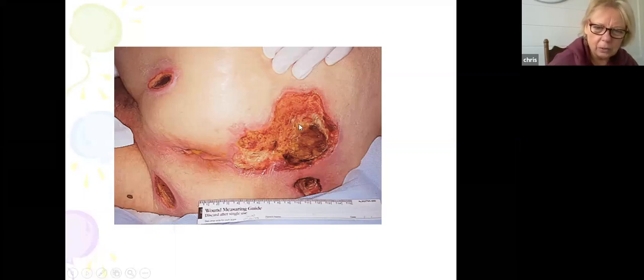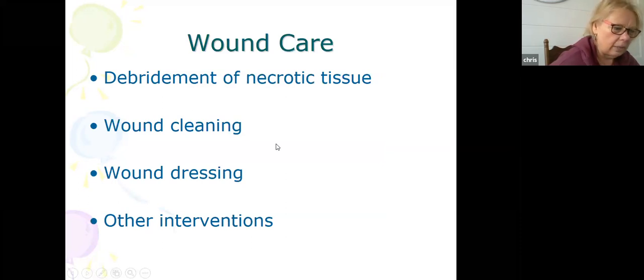They're measuring the ulcer. What's this yellow stuff? Slough, right? Yellow, grayish, brownish slough. It's got to all be removed. All right, so what do we have to do? We have to debride the necrotic tissue. We have to clean the wound. We have to dress the wound.